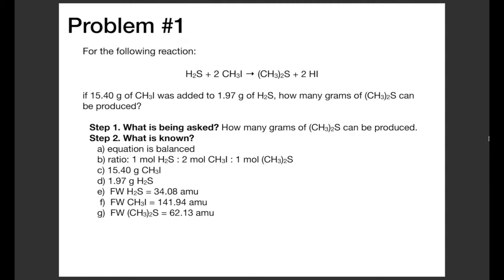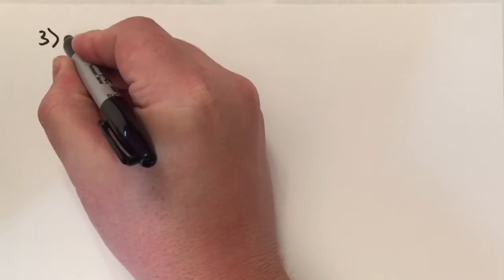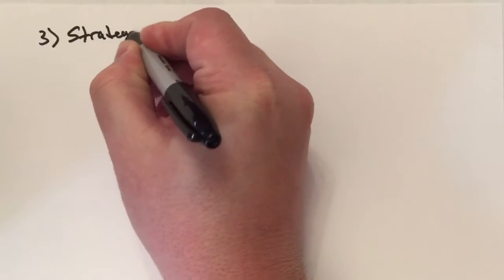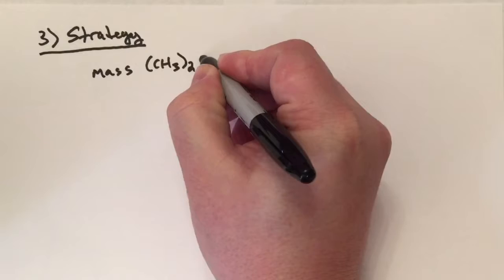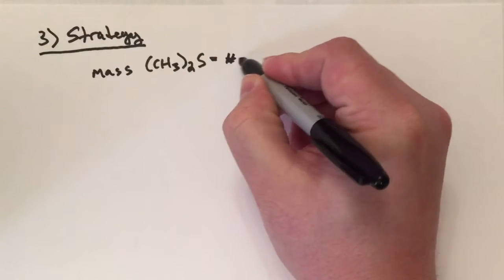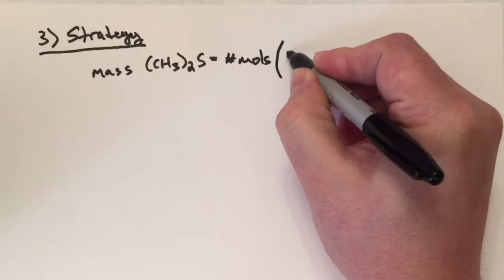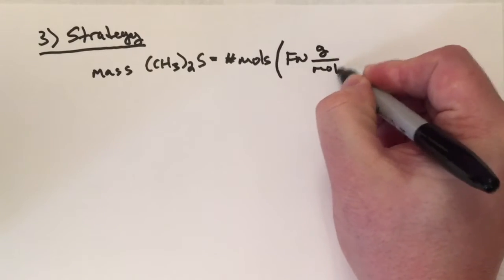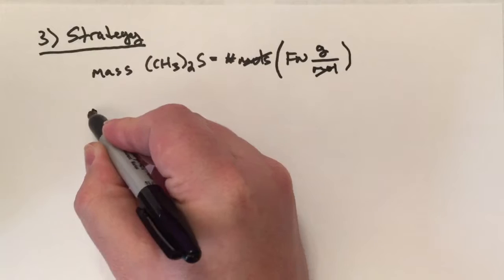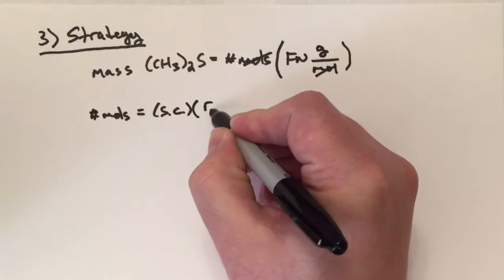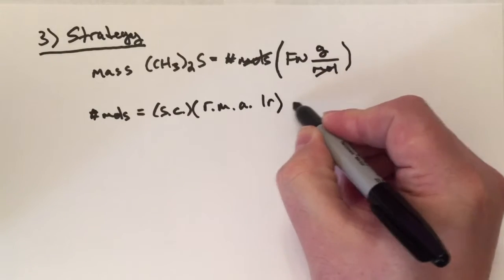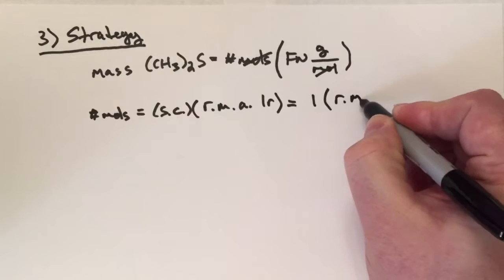I'm now going to work out steps 3, developing a strategy, and 4, implementing that strategy by hand. We're now going to go through and develop our strategy. We're going to start with the answer and work to the beginning of the problem. The mass of dimethyl sulfide is simply equal to the number of moles of dimethyl sulfide we have times its formula weight. The number of moles is going to equal its stoichiometric coefficient times the reduced molar amount of the limiting reagent. And that's going to equal 1 times the reduced molar amount of the limiting reagent.